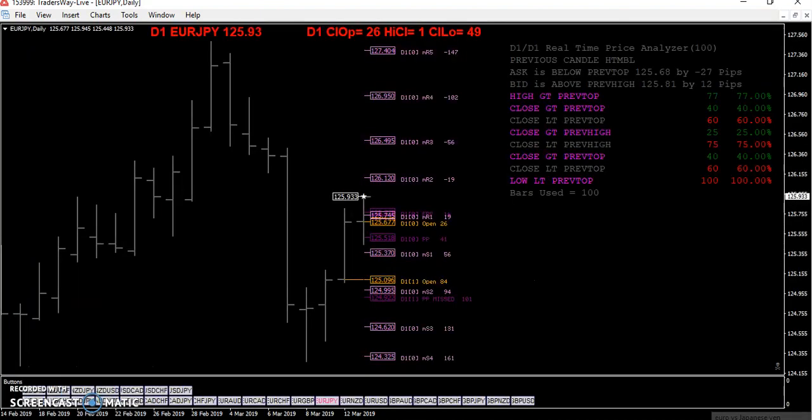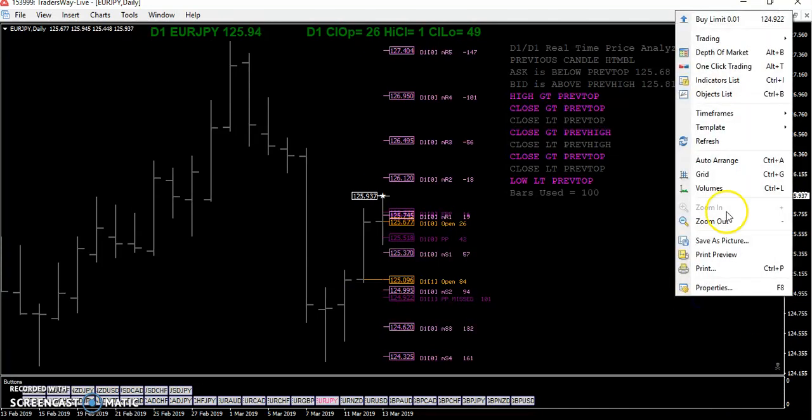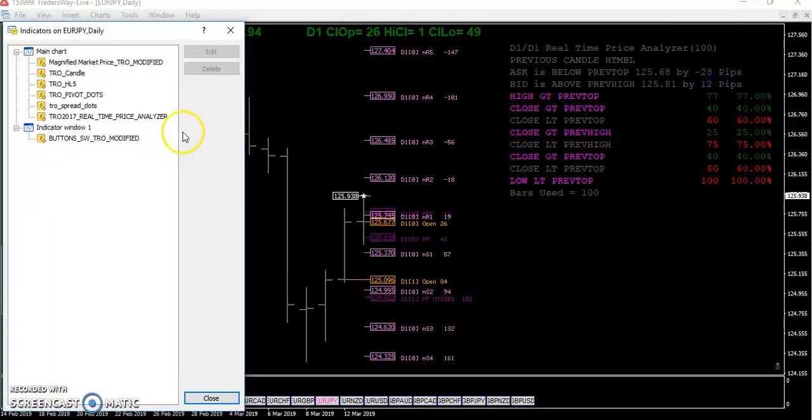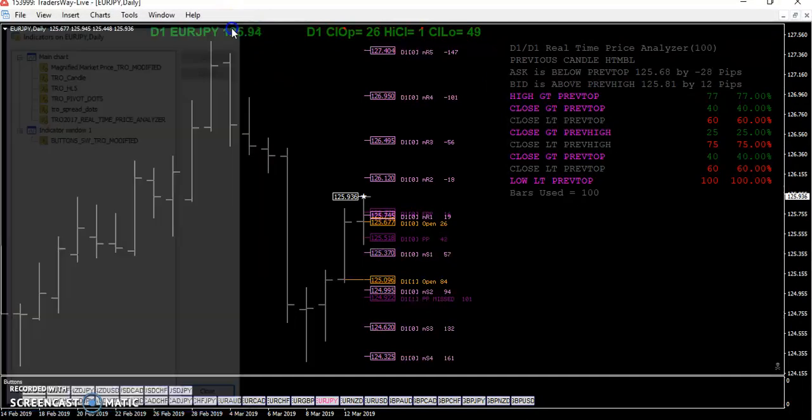So let's look at my real-time price analyzer so we can really dig in and get a feel for the breakouts. Now, just to let you know what indicators we're looking at, we've got the real-time price analyzer. That's one of the 2017 indicators. Got the old spread dots. TROHL5. I don't even think we're using the candle, but those are the indicators that we've got set up here.